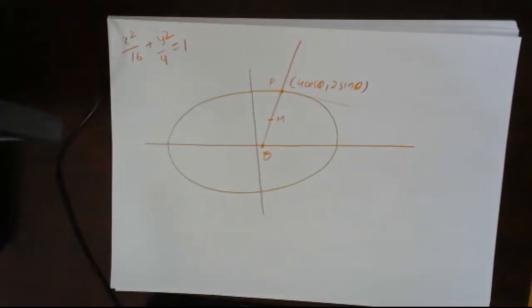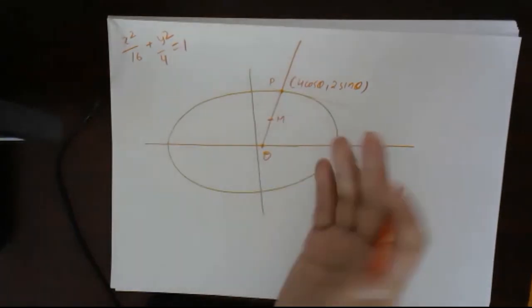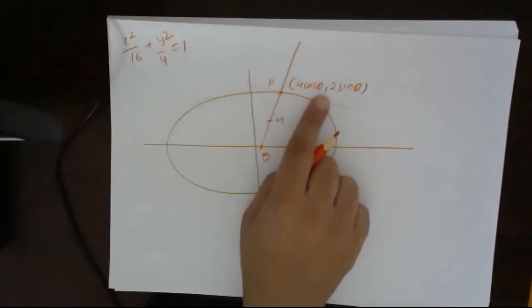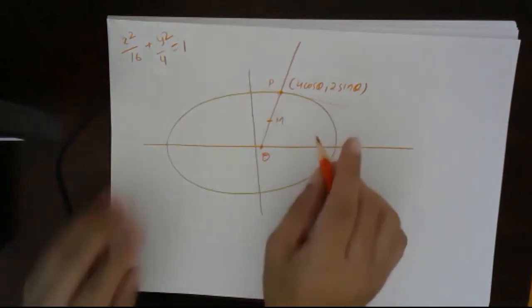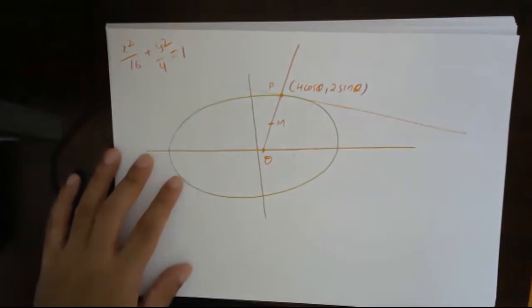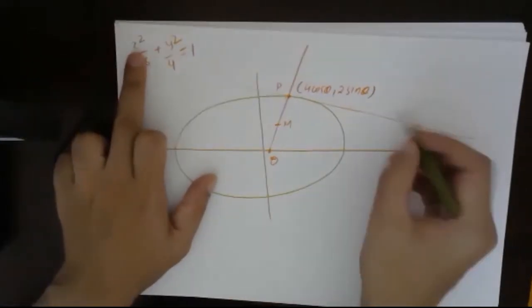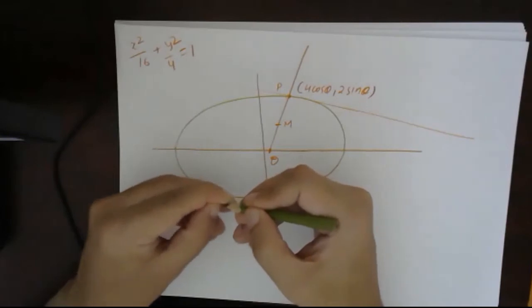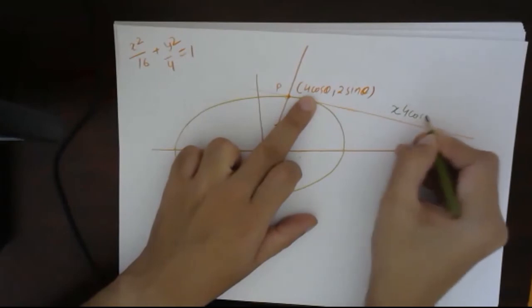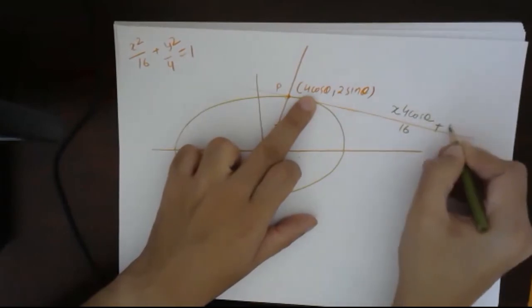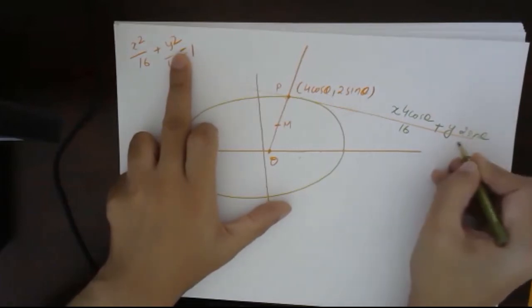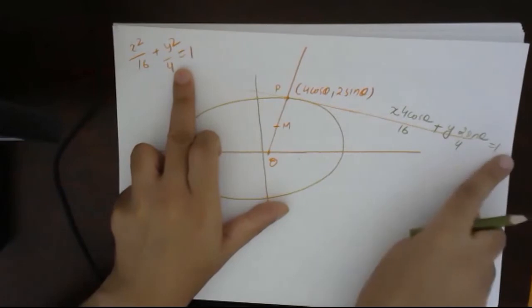Now I have told you, if they are asking you to find the equation of the normal, you can do one thing. If you have the point, you can find the equation of the tangent. So the equation of the tangent at this point will be, instead of x square, I will substitute x x1. So this becomes x into x1, 4 cos theta by 16, plus y into y1, y1 is 2 sin theta by 4, equals 1. This is the equation of the tangent.